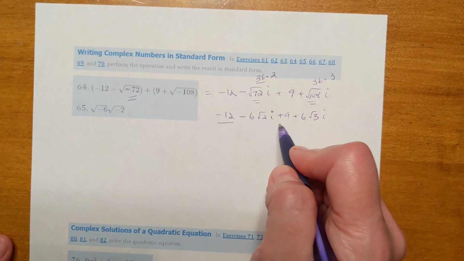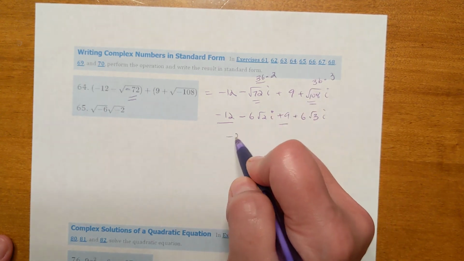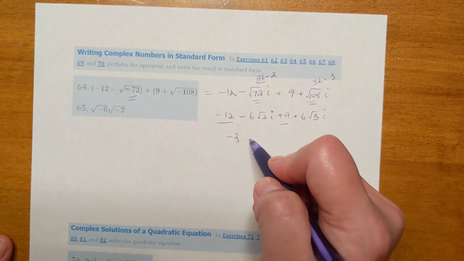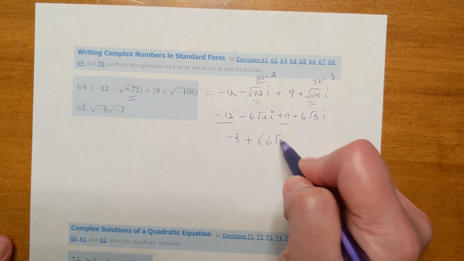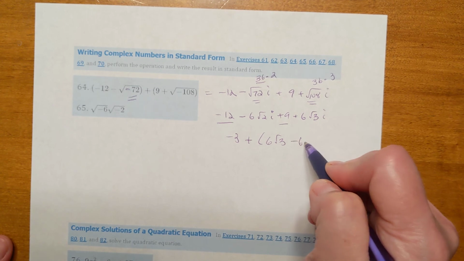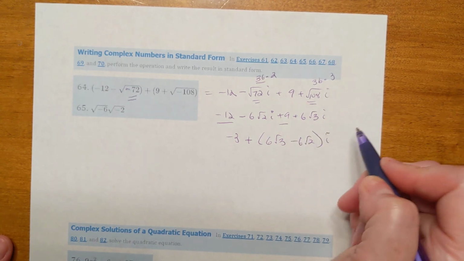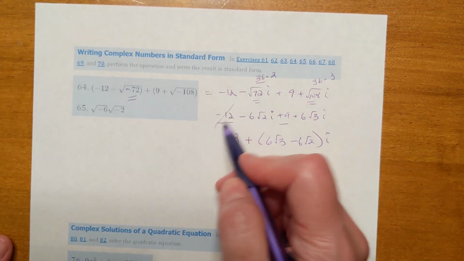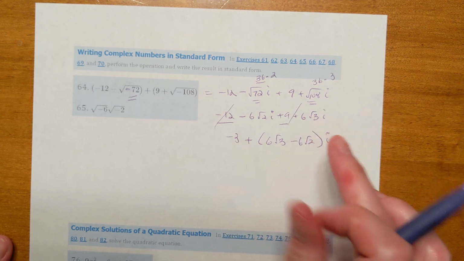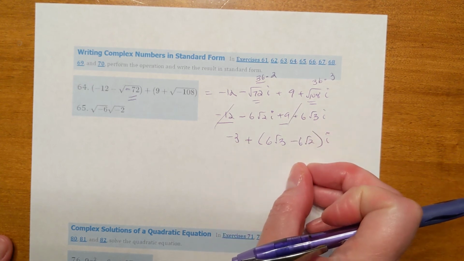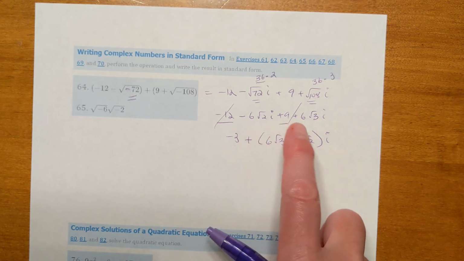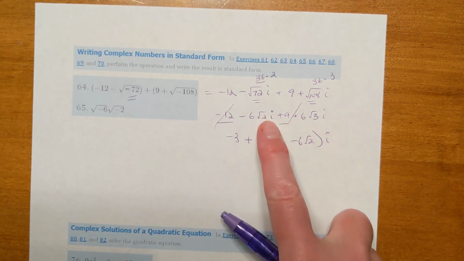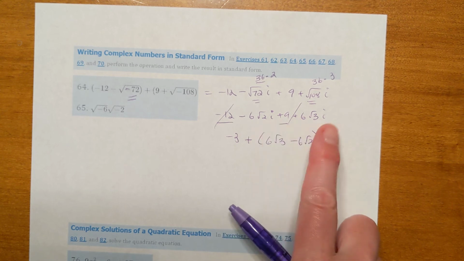So the numbers, negative 12 and 9 is negative 3. And then we have, well, we'll do a plus. We have 6 radical 3 and then a minus 6 radical 2, and they were both times i. So I combined the numbers to get negative 3, and then to put the imaginary part together, so technically it's all in standard form. I put the 6 radical 3 in there and the 6 radical 2 in there, and then the i on the end.